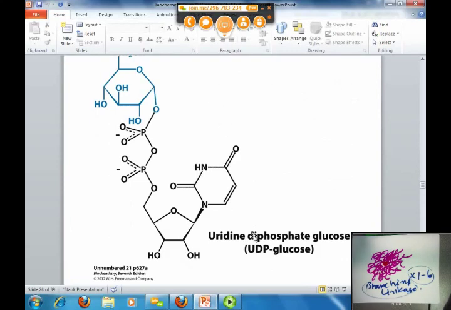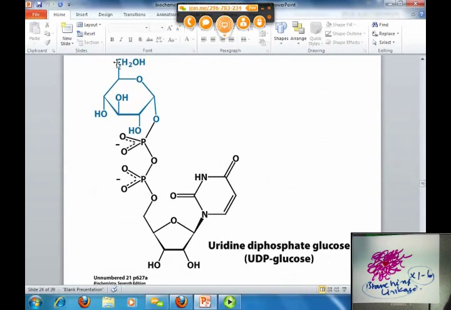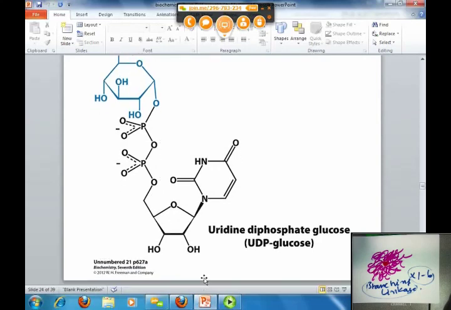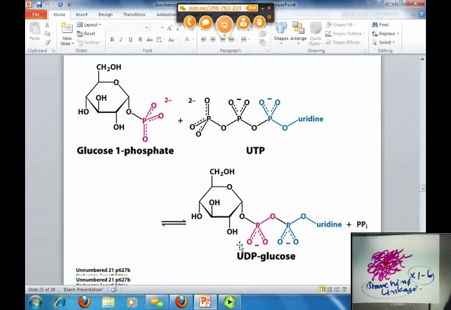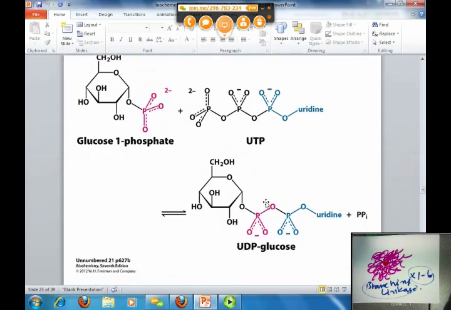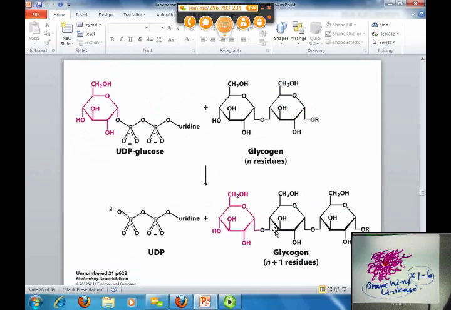Uridine diphosphate glucose, UDP-glucose, is the molecule synthesized here. You can see the UDP structure, the pyrophosphate attached to the glucose molecule. When this molecule is free, there is no activation, but as soon as it binds with UDP, the glucose is highly active. The formation of UDP-glucose from glucose 1-phosphate and UTP is the first step in the synthesis of glycogen. First step: how the glucose is being activated.